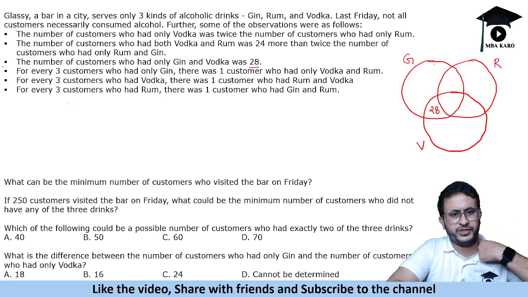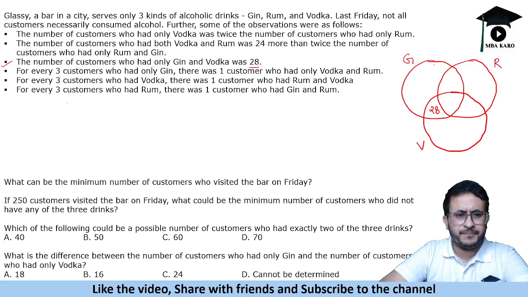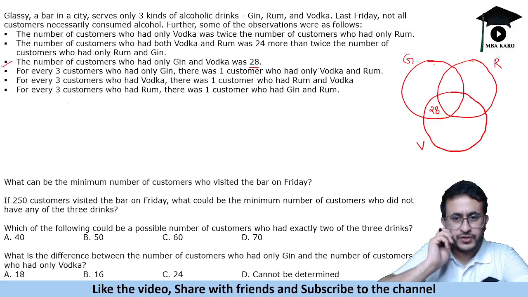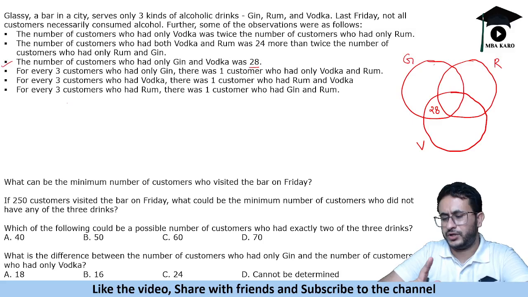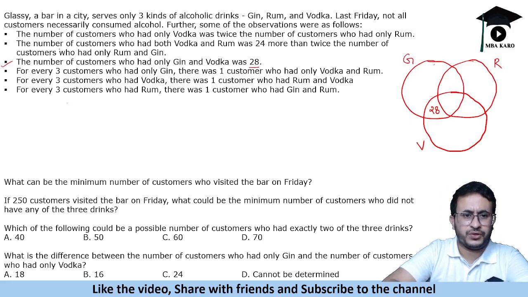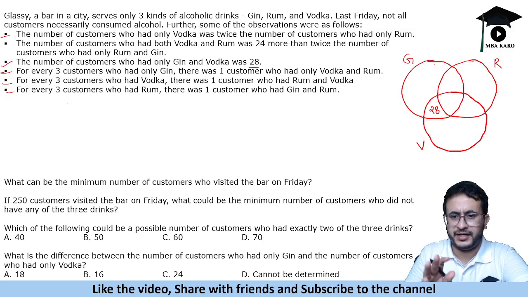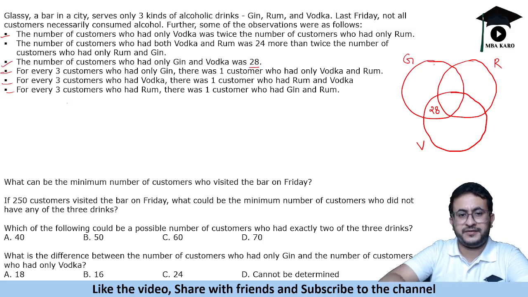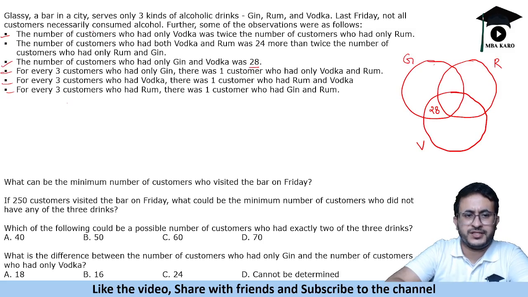Now pay attention to each of the statements, especially these ones. Okay, for every 3 customers who had only gin, there was one customer who had only vodka and rum. So only gin, only vodka and rum. These kinds of statements, for every 3 customers, pay attention to them. Here we will form an equation, right? Equation in the sense plus minus, otherwise all these are ratio based statements. So let's start with this.